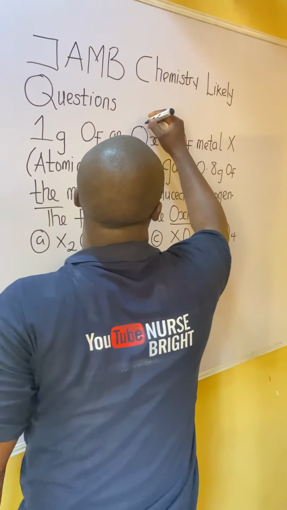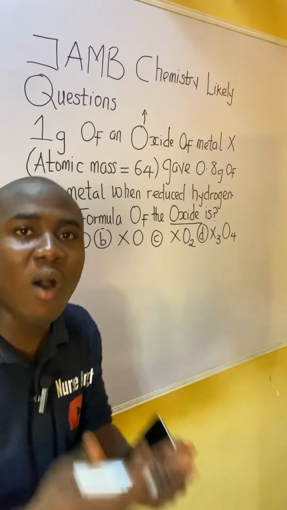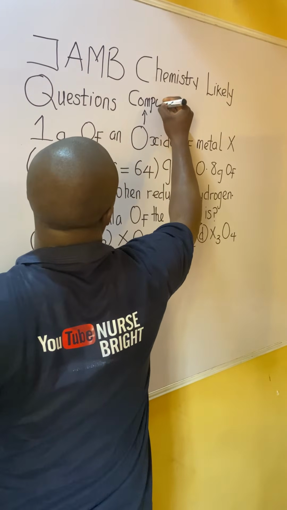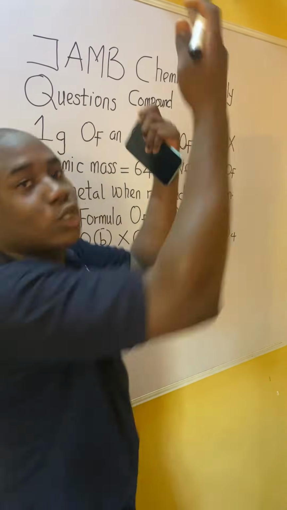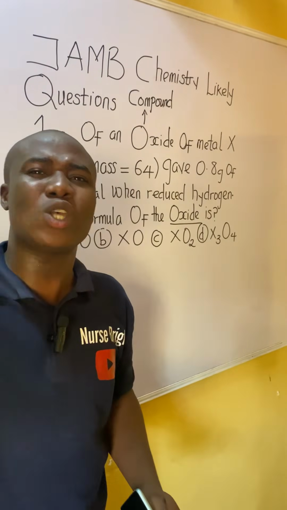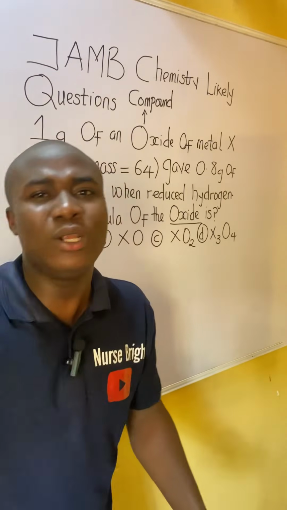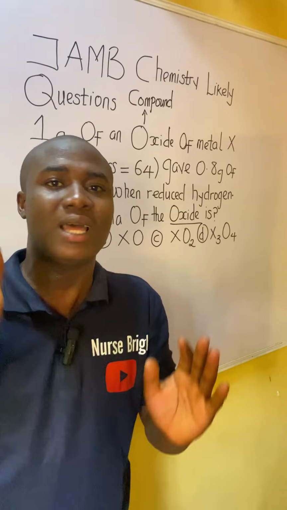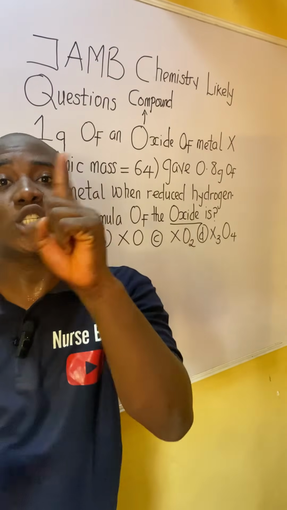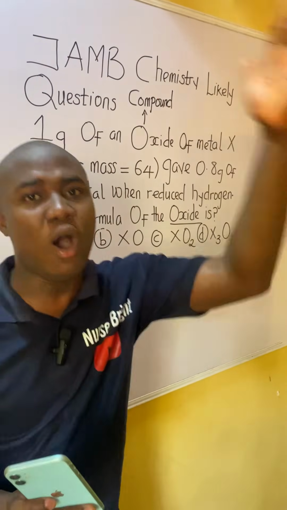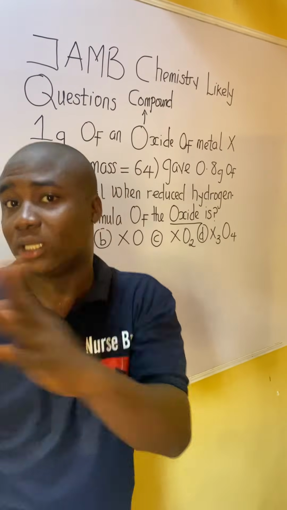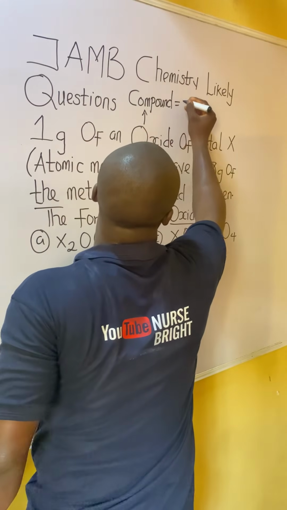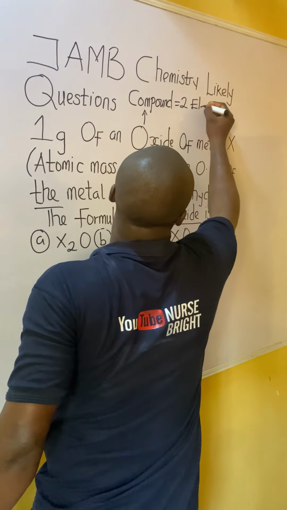Now, whenever you hear oxide in chemistry, oxides are compounds. Listen, oxides are compounds that contain oxygen with another element, specifically just one other element. So you can see that there is oxygen and just one other element. So oxides, majorly, are compounds that contain 2 elements. Do you understand?